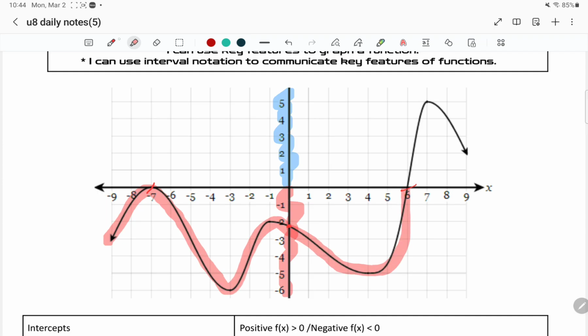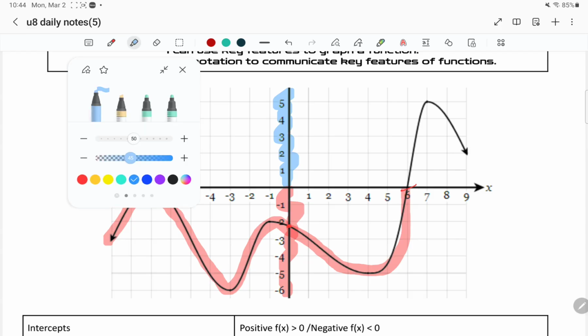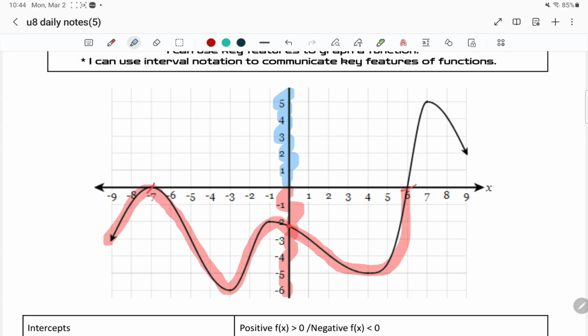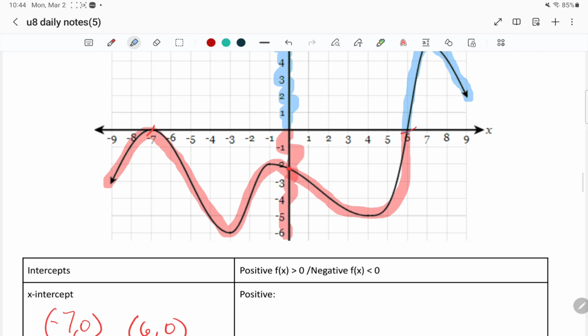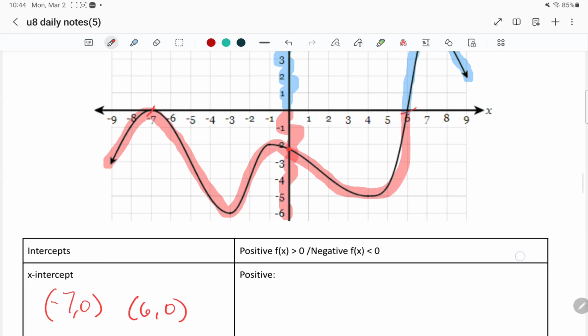Everywhere below the x-axis. And I think that's what your official definition is on your vocabulary page. Negative is where the graph is below the x-axis, aka where the y values are negative. Positive is where the graph is positive, or where the y values are positive. So it's really easy for us to highlight and say, that's where it's negative, that's where it's positive, and that's great, but we need to be able to say that, okay?